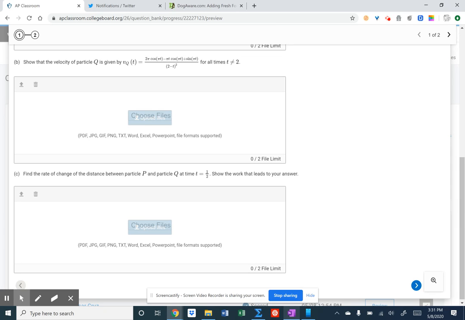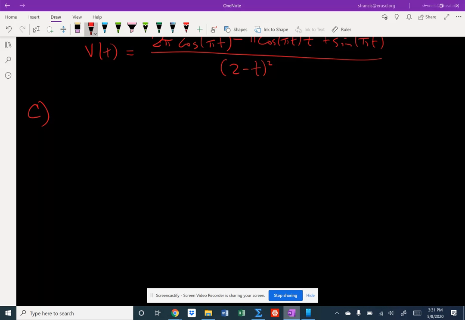We have to use the Pythagorean theorem to generate the relationship that we need to get the distance between them. So that's the problem that a lot of you had. I want to call the distance between them d, so then d squared is going to be equal to x of t squared plus y of t squared.